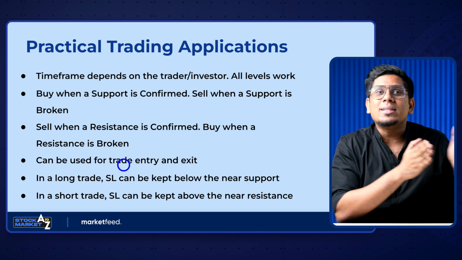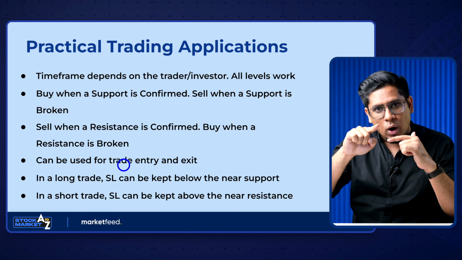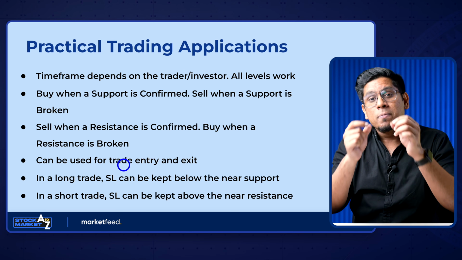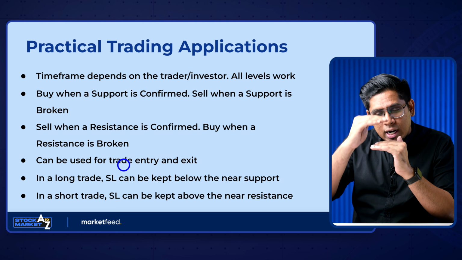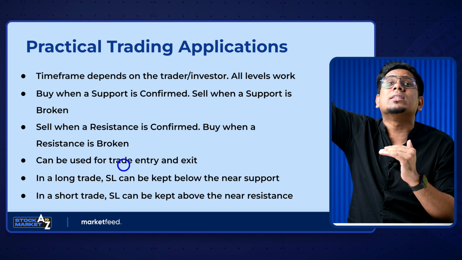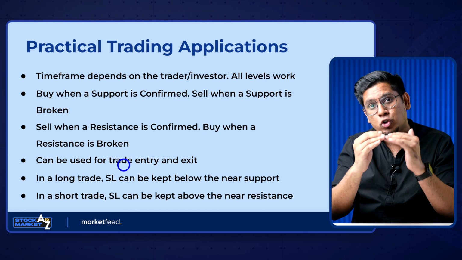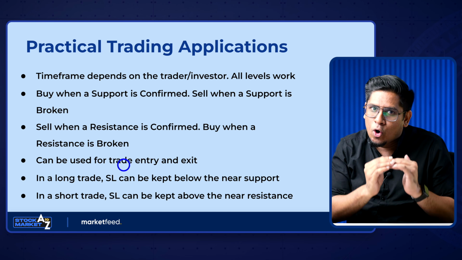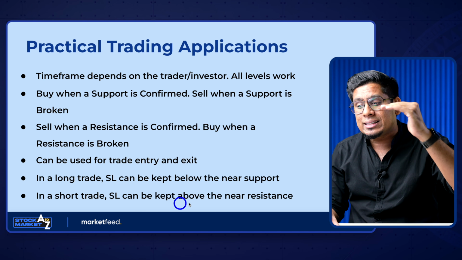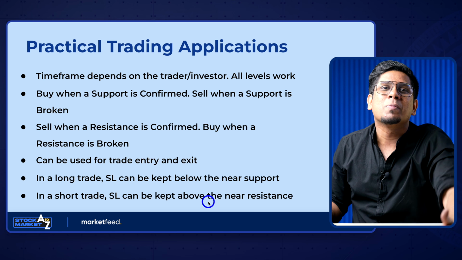Below the near support. So that maybe the stock moves down, it even moves down below your original buying price, even then it is okay. Then if there is a support below, let it go down till the support, because there is a chance that from the support it can again reverse and start moving up again. So keep your stop loss when you are in a long position below the support level. Just like that, when you are in a short selling trade, keep your SL above the near resistance. I hope that is clear.